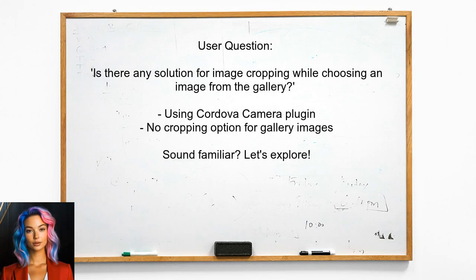Here's the specific question we're addressing. One user asked, "Is there any solution for image cropping while choosing an image from the gallery?" They mentioned using the Cordova camera plugin, but found no cropping option for gallery images. Sound familiar? Let's explore this together.